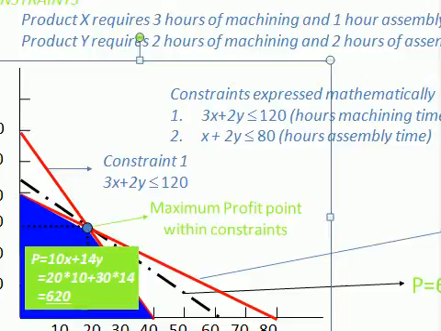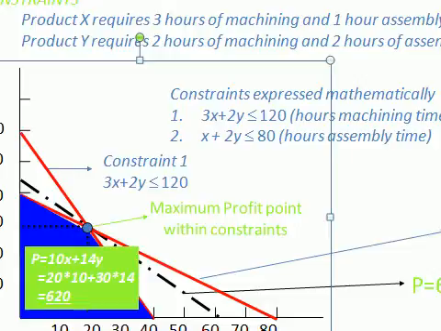Here profit is 0. Here y is 40, and the profit is 14, so 14 into 40 is going to give me 560. How about this line here? 20 into 10 plus 30 into 14, where 14 is the profit for y, and it comes out to be 620.